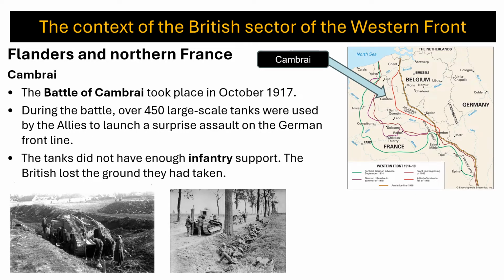Okay, and then another place that's important in the Western Front is Cambrai. So the Battle of Cambrai took place in October 1917. During the battle, over 450 large-scale tanks were used by the Allies to launch a surprise assault on the German front line. The tanks did not have enough infantry support, so the British lost the ground they had taken.